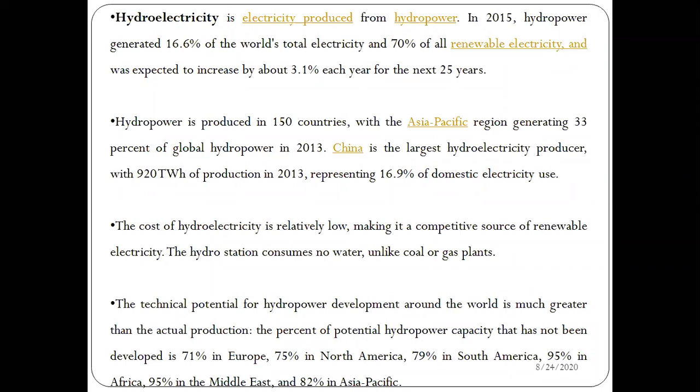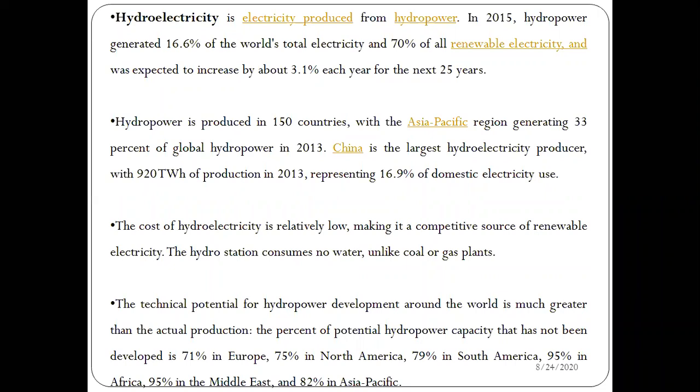The cost of hydroelectricity is relatively low, making it a competitive source of renewable energy. The hydro station consumes no water, unlike coal or gas plants. So you can say that the hydroelectric power station has, no doubt, a high initial cost, but its running cost is almost equal to zero, because nothing is consumed. The water will enter the turbine, and after rotating the turbine, it will go outside. So nothing is consumed in a hydroelectric power station.